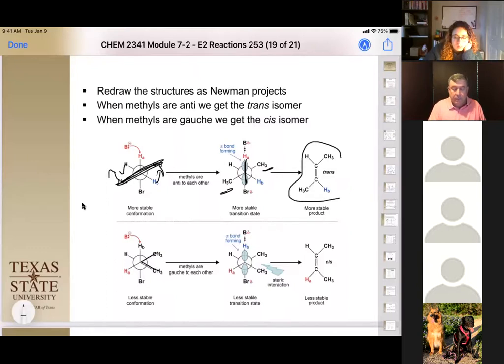If we have them in that gauche situation, again, they're not going to break those bonds. They're just going to flatten out. They're going to come down and get planar again, and that would give us the cis isomer.